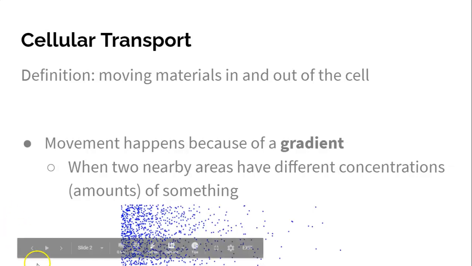So if you look at this picture here, you'll notice that on this side, on the left side, you have a high concentration, right? There's a lot more little blue dots. So this has a high concentration, whereas as you go over to the right side, you have a low concentration of whatever it is that we're looking at, in this case, the blue dots.